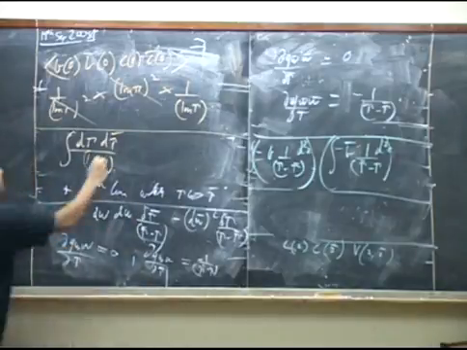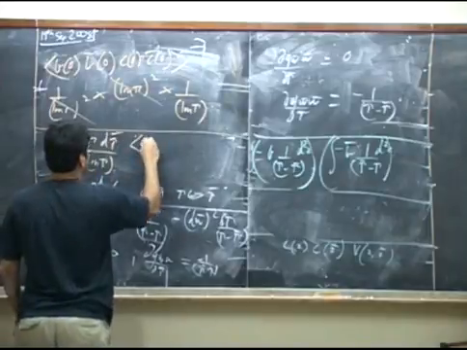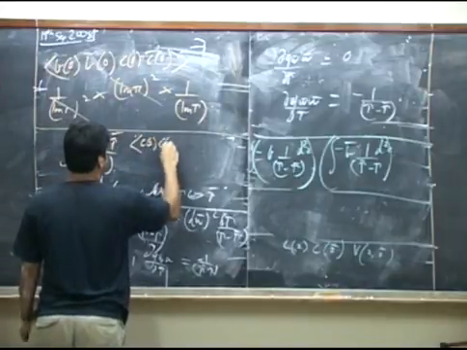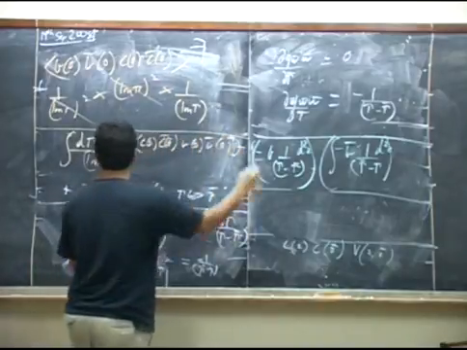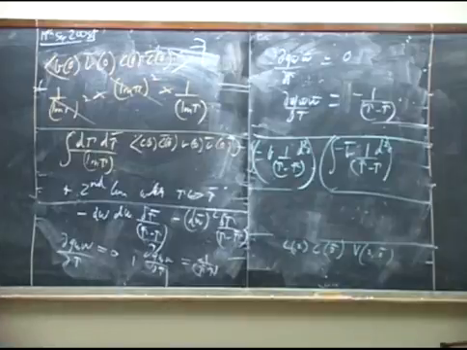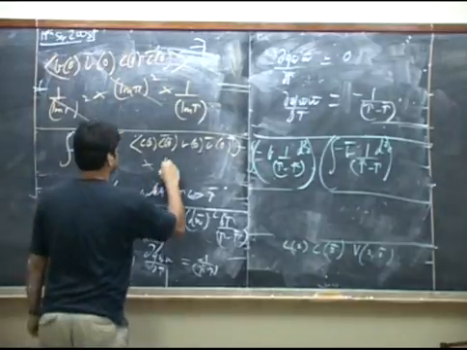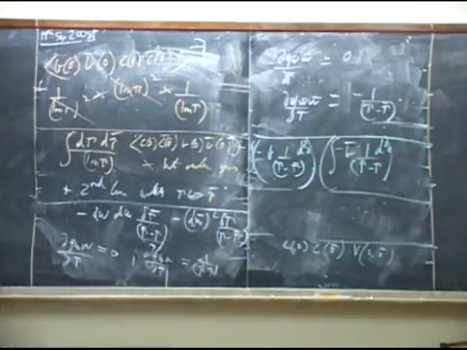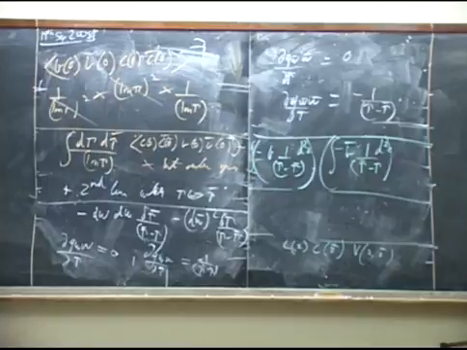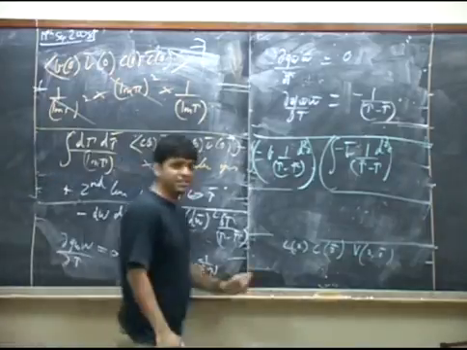Times C of 0, C of 0 bar, C bar 0, B of 0, B bar 0. And now, after this, all vertex operators have to be treated as an integration. This is now very symmetrical. Is it clear?